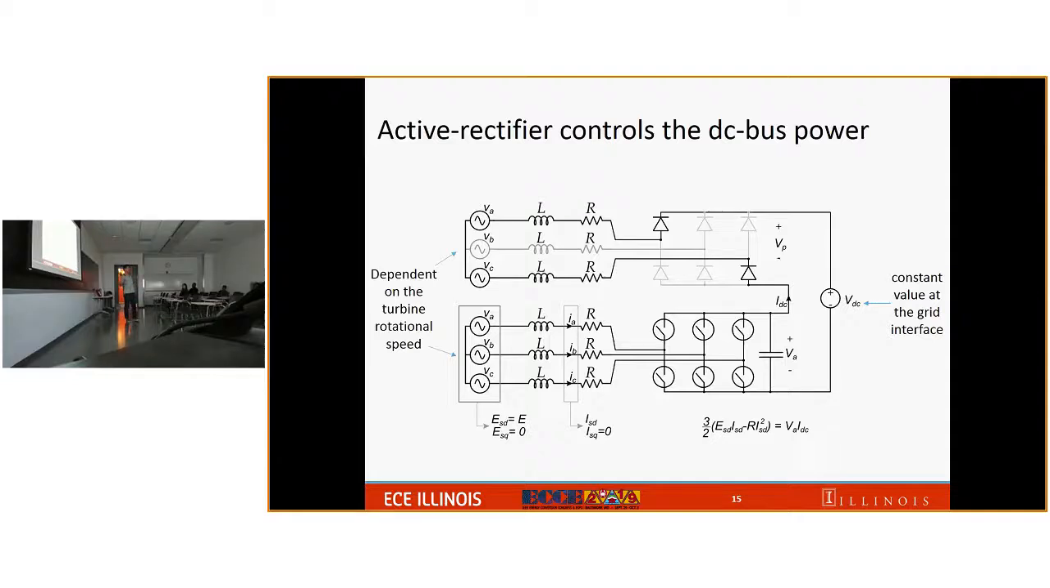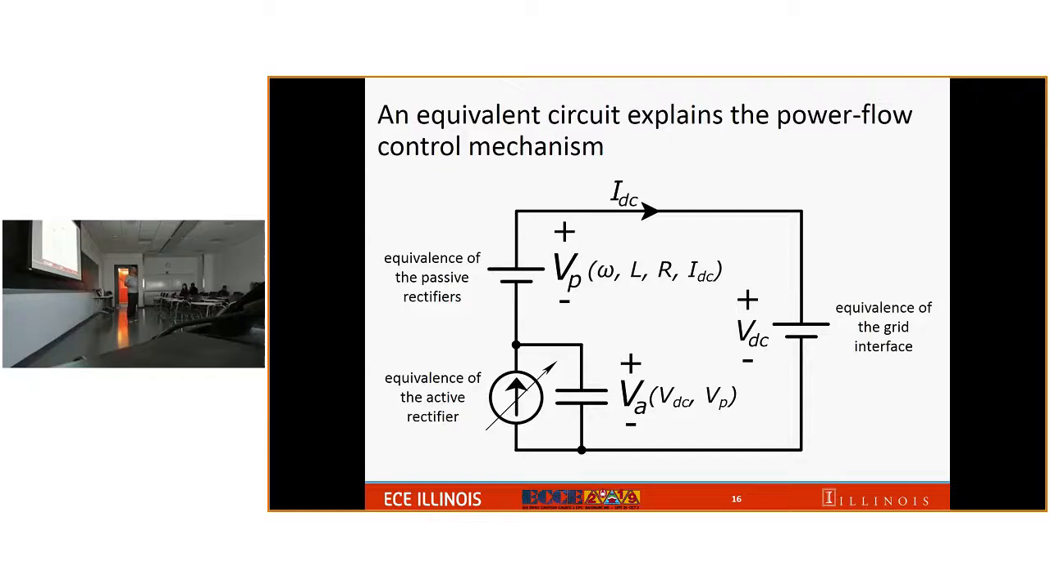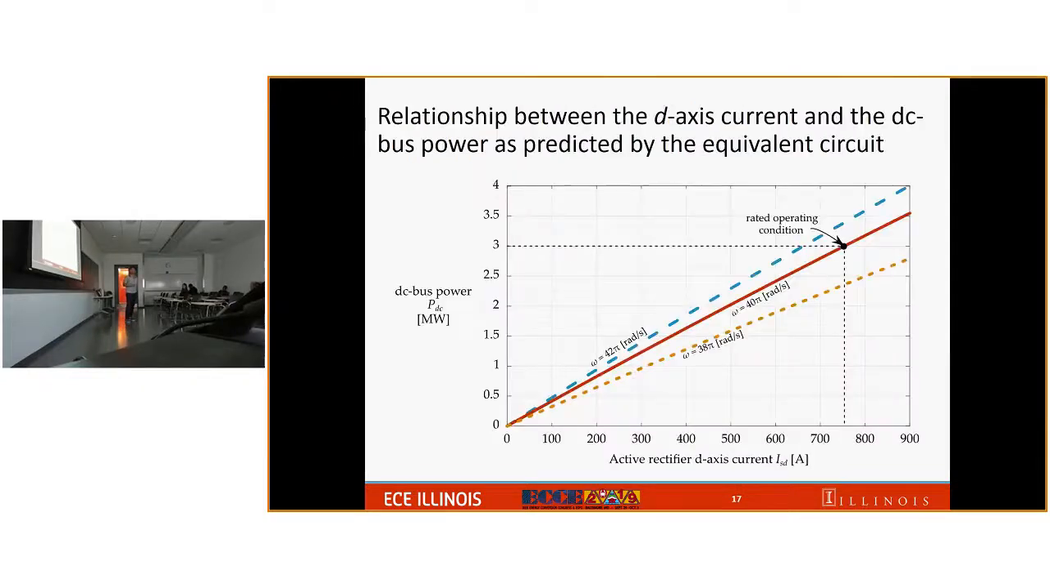This diagram has too many things to see, so we can build an abstraction on top of that. You can model the DC bus voltage by a constant voltage source, the passive rectifier as a voltage source, and the active rectifier as a current source. And this current can be controlled using the D-axis current. This is a very simple model, but it accurately predicts the relationship between the D-axis current of the active rectifier and the amount of power going to the DC bus voltage, as illustrated here.